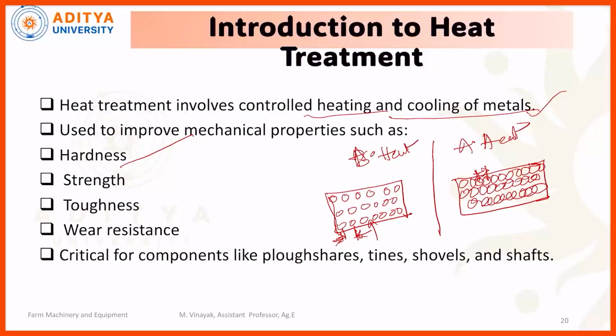To increase the hardness, strength, toughness and wear resistance of the material, critical for components like plow shears, tines, shovels and shafts. These are the tools which mostly interact with the soil. These are the primary and secondary tillage implements. We don't know how much force acts on the tillage implement. For that purpose, we need to strengthen the material which interacts with the soil, so we go for the heat treatment process, to increase the hardness and strength of the material.